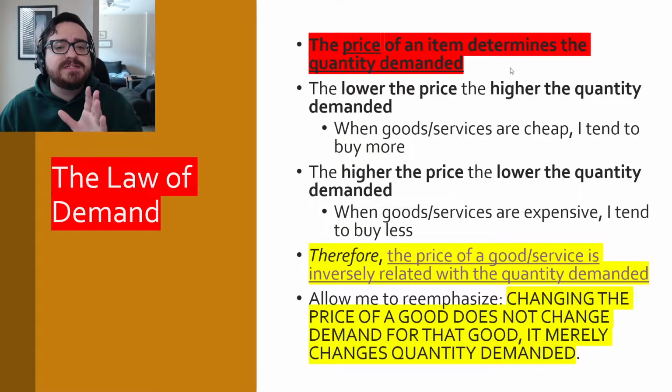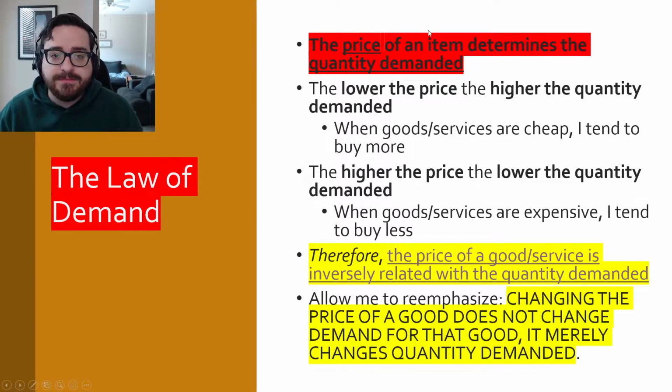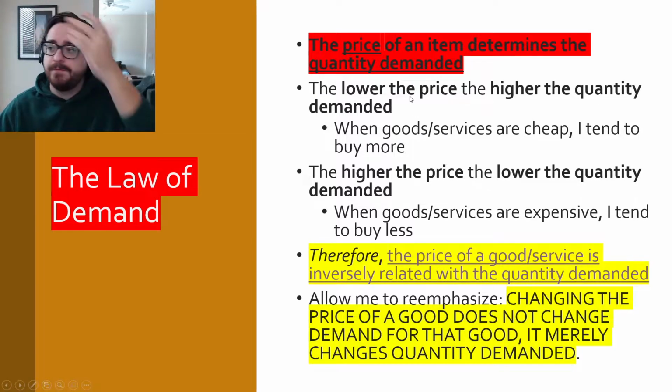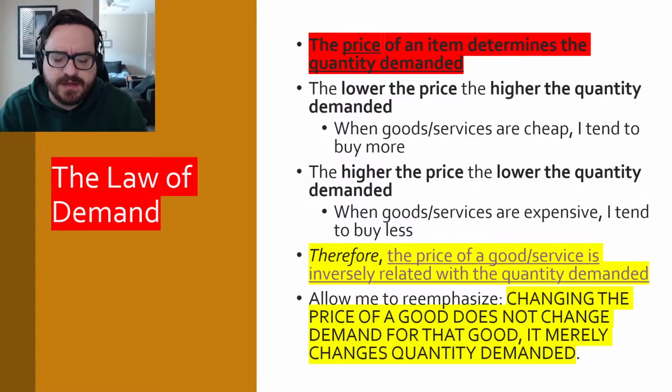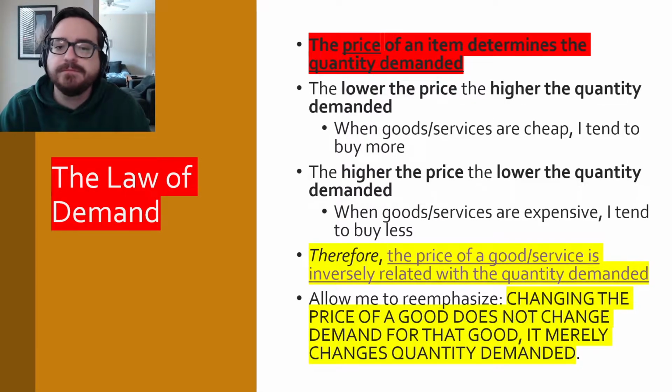The law of demand simply states that the price of an item determines the quantity demanded. You like things, yes or no, but how much of a thing you're willing to buy is based on the price. The lower the price, the higher the quantity demanded. When things are cheap, you buy more of them. That's not surprising. You do that all the time. You go to the store and they tell you that you can get 3 Hershey's bars for $1. You're more willing to buy those 3 Hershey's bars, right? Yeah, because lower price, higher quantity demanded.